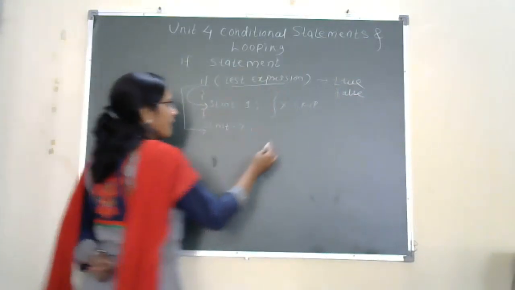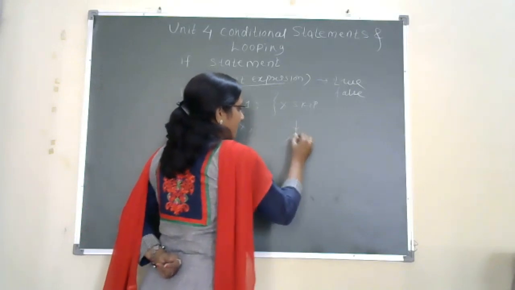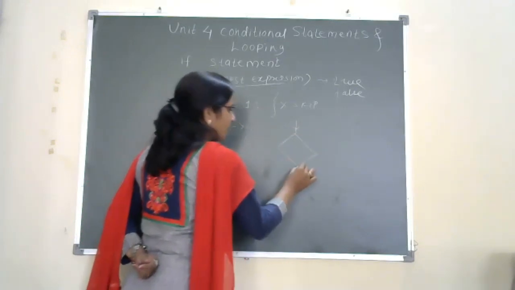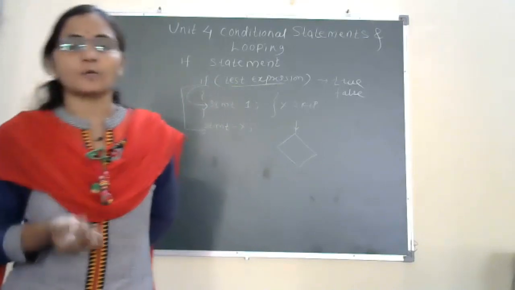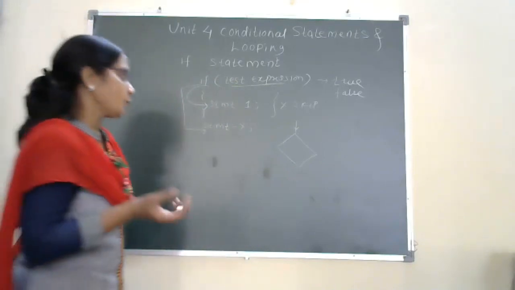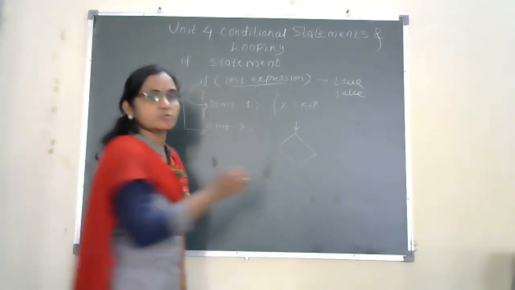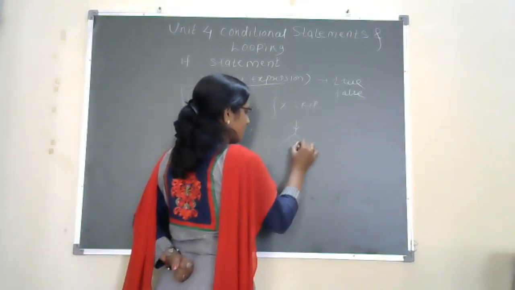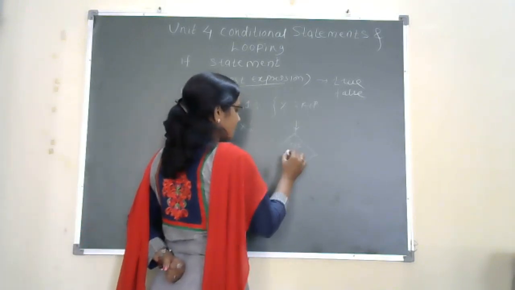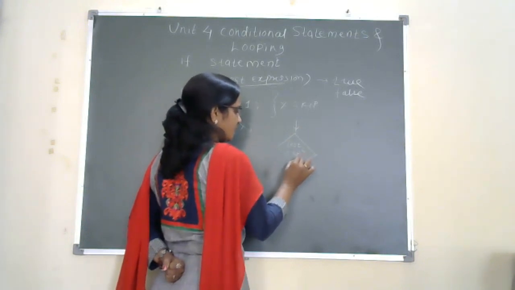And the general flowchart of the if statement is this. This is a diamond box. All of you know the various symbols used in drawing a flowchart. So this is a diamond box. The diamond box is generally used to check the condition. Here I write the test condition because I want to test the test expression. You can write here the test expression or the condition.